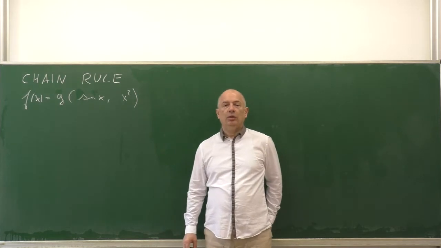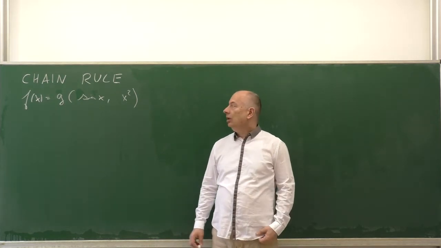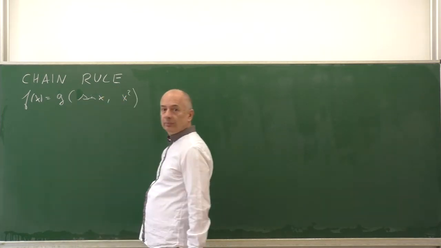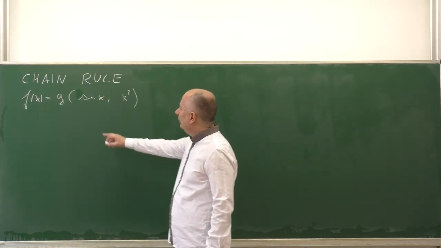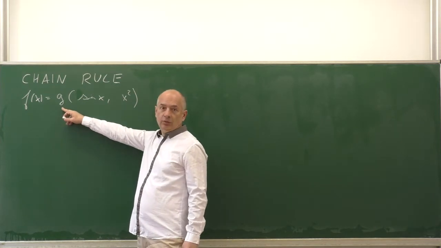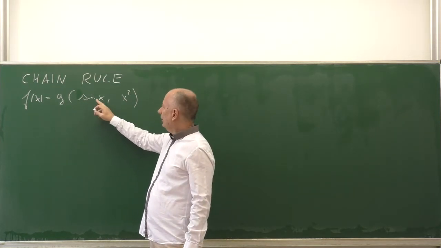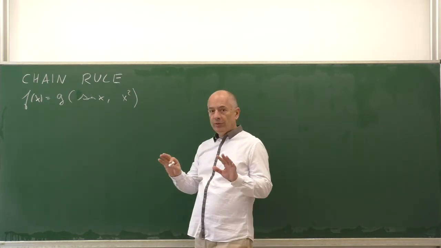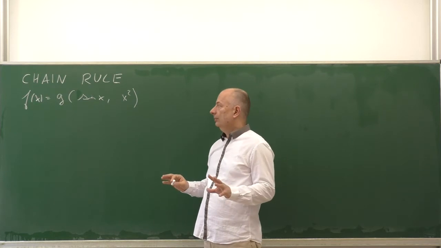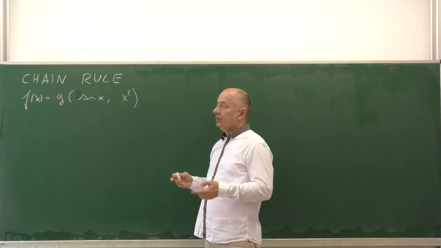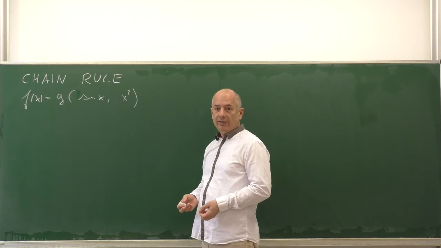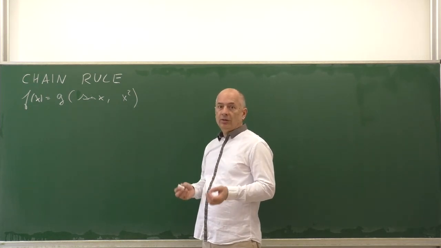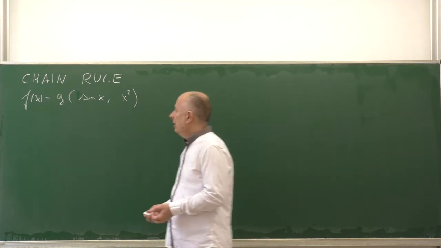In this section, we want to illustrate the chain rule by the following exercise. Consider the function f(x), the composite function, given by some function g of two arguments evaluated at sine of x and x squared. And for the moment, we don't know the formula for g. If we want to express the first and second derivative of f, we only need to assume that g has the first and the second derivatives.